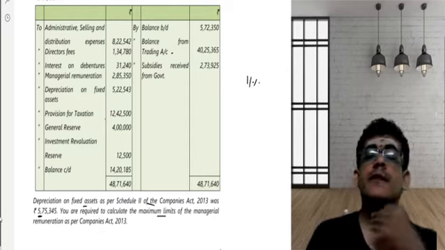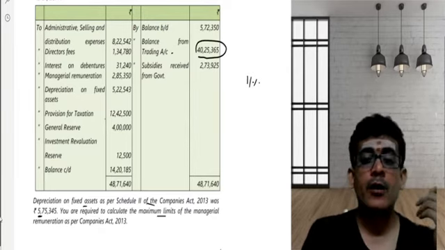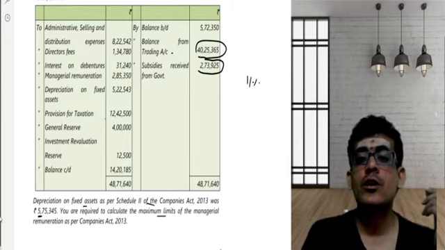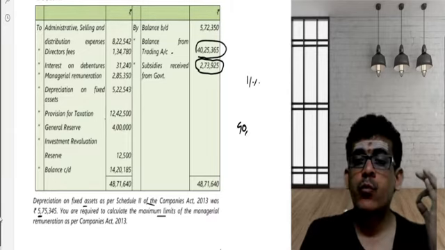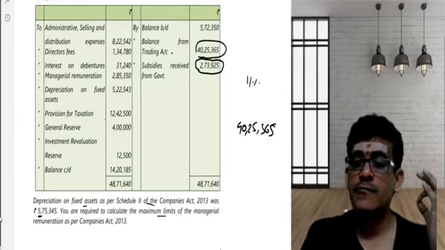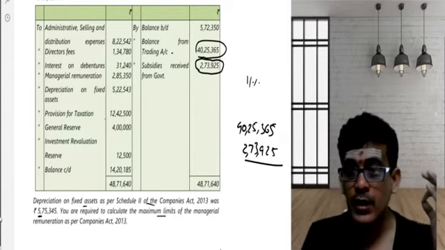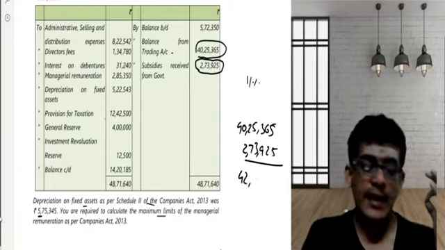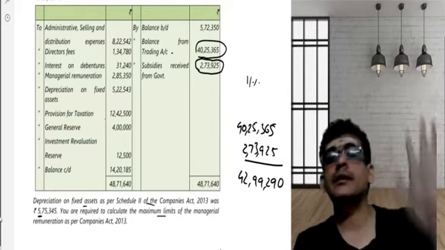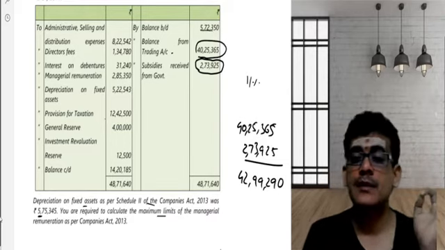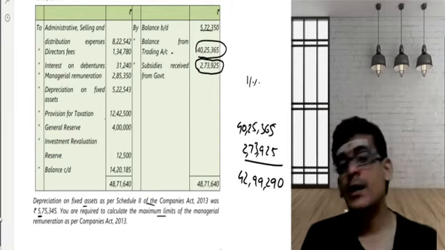When we calculate the net profit as per section 198, your trading receipts will be considered, and the credits are also to be considered. Any subsidies or grants received from the government should be considered. So I'll be considering 40,25,365 plus 2,73,925. This total is 42,99,290. I will consider this as my total credit. I won't consider the balance brought down or whatever it is. I'll be considering only 42,99,290.